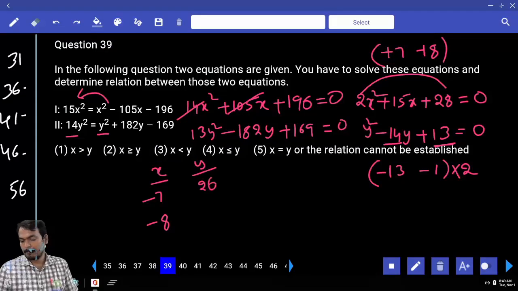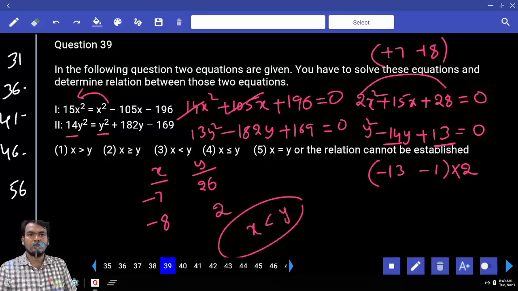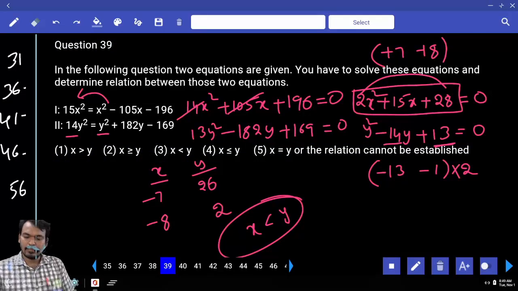26 plus 2. Okay, the answer is x less than y. We are not required the last 2 steps. In the first equation, is the product value positive or negative? Positive. Sum also positive. Initial roots positive. Final roots negative.